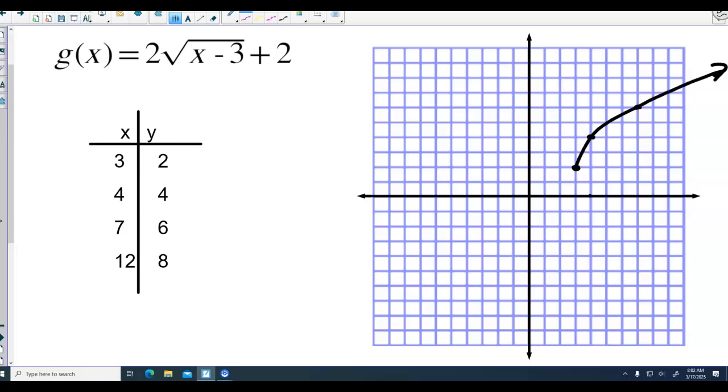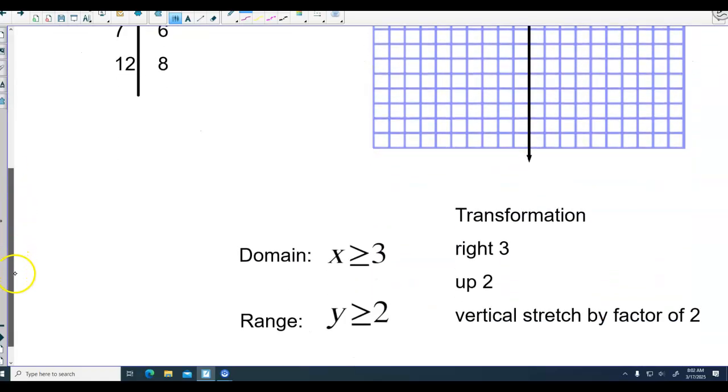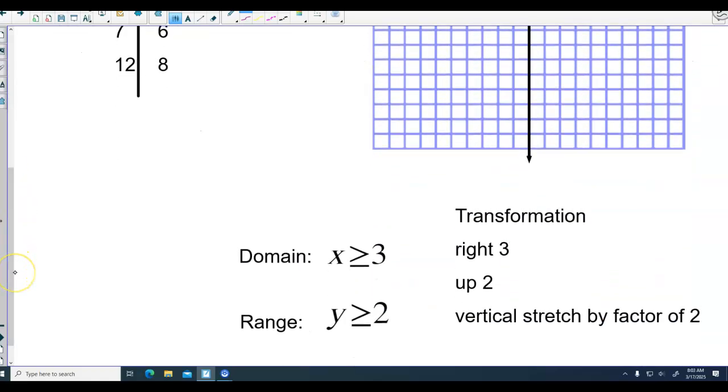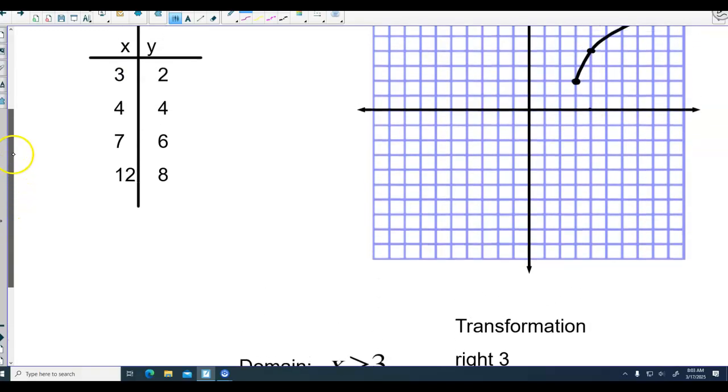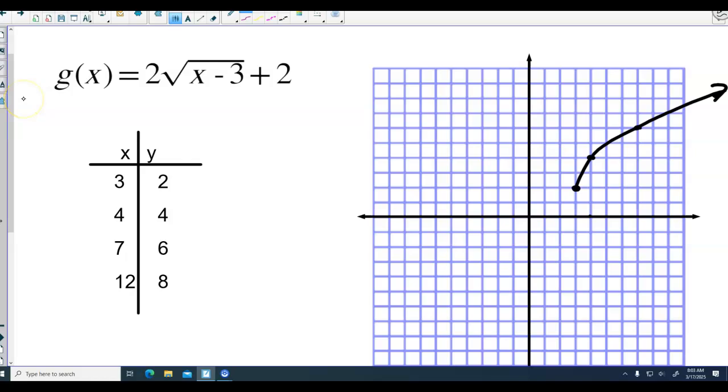And I should be able to read that graph from a domain and range standpoint is going from 3 to infinity on the x-axis, from 2 to infinity on the y-axis. Once again, you can write 3 to infinity. You can write 2 to infinity if you so choose. This graph is going right 3, up 2. 3 makes the radical equal to 0, and we have the positive 2 out wide.